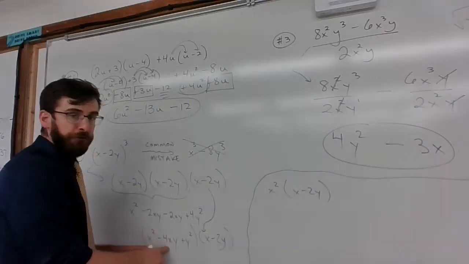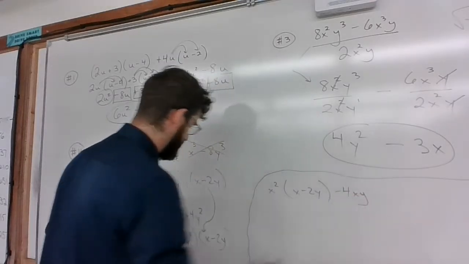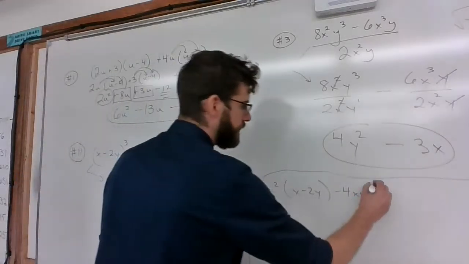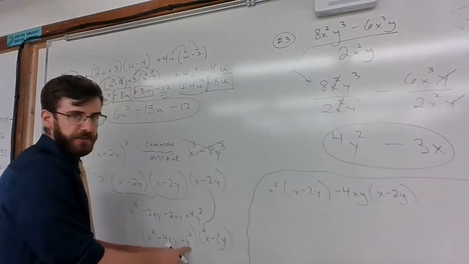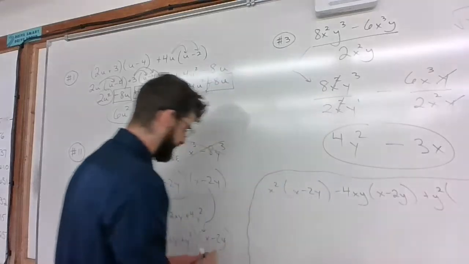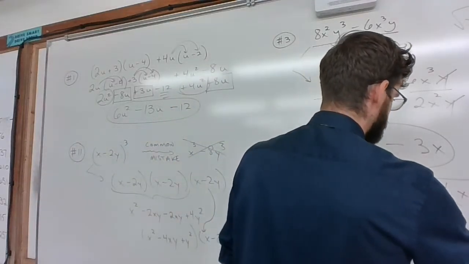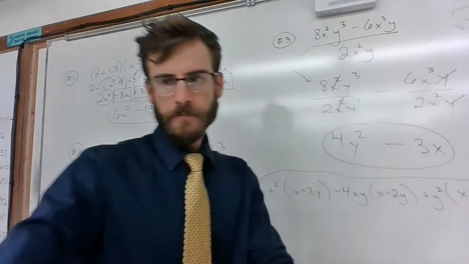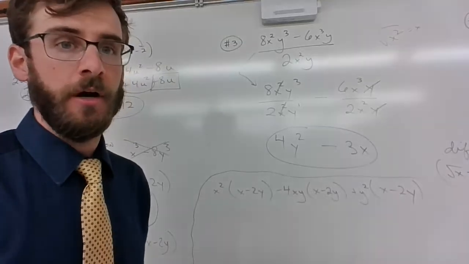Then we're going to take negative 4xy times x minus 2y. Then we're going to take plus y squared times x minus 2y. So this is going to be a really messy result, but we shall proceed.